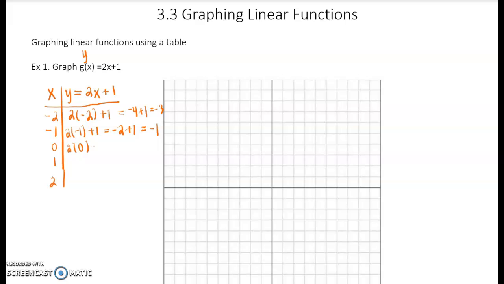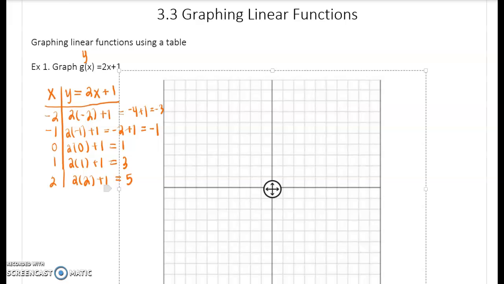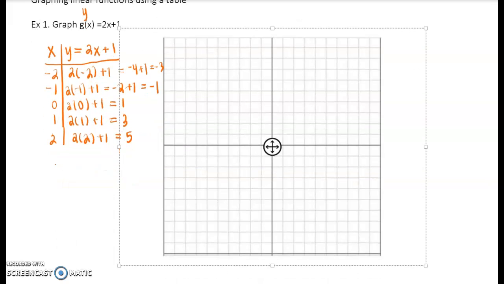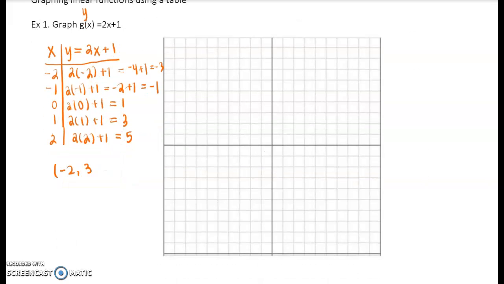2 times 0 plus 1, that's just going to be 1. 2 times 1 plus 1, that's 2 plus 1, 3. 2 times 2 plus 1 equals 4 plus 1, 5. So then these are going to be your points. So sometimes I like to write the points just so that it's easier for me when I'm graphing them.